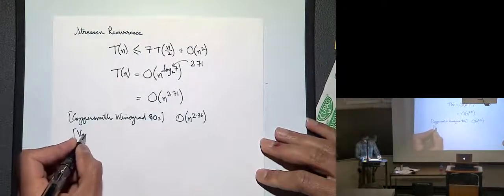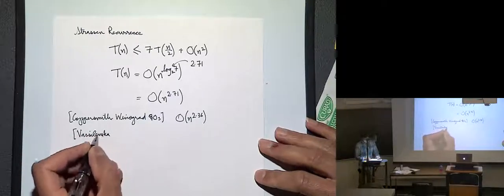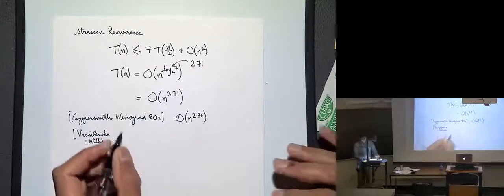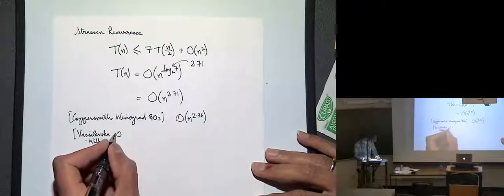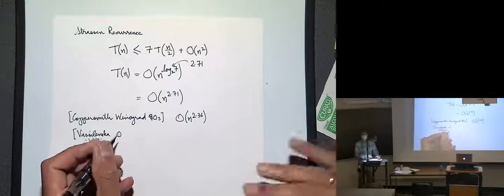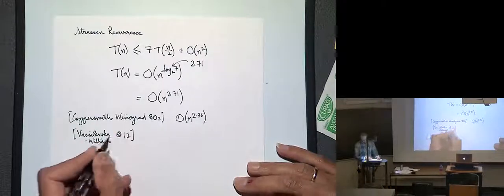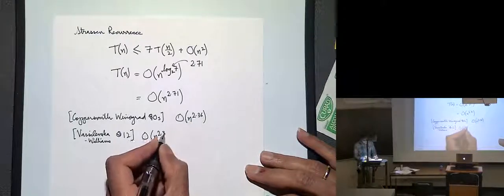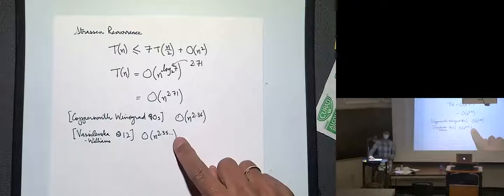And then Vassilevska Williams. That's one person, Vassilevska Williams. She, and I think this is maybe 2012, although I could be mixing it up, it's fairly recent, improved that to 2.35 something. This is because one needed a lot of fairly involved mathematics to do that improvement.